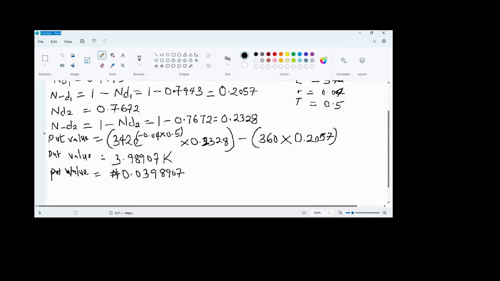I will now come here. Total put value, total put price, because we also call it value. Total put value, total put price, total put premium. Total put price should be the number of shares, 5,550,000, multiplied by 0.0398907. Please work this out. That will give you the value in Naira.